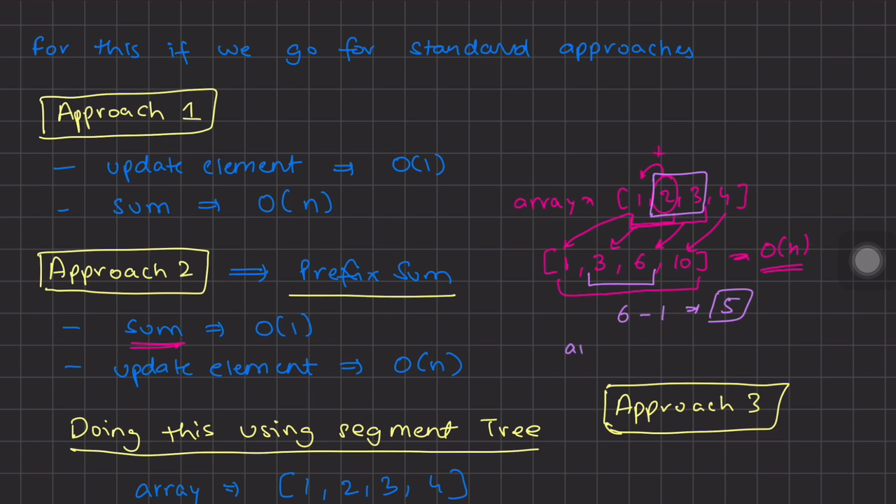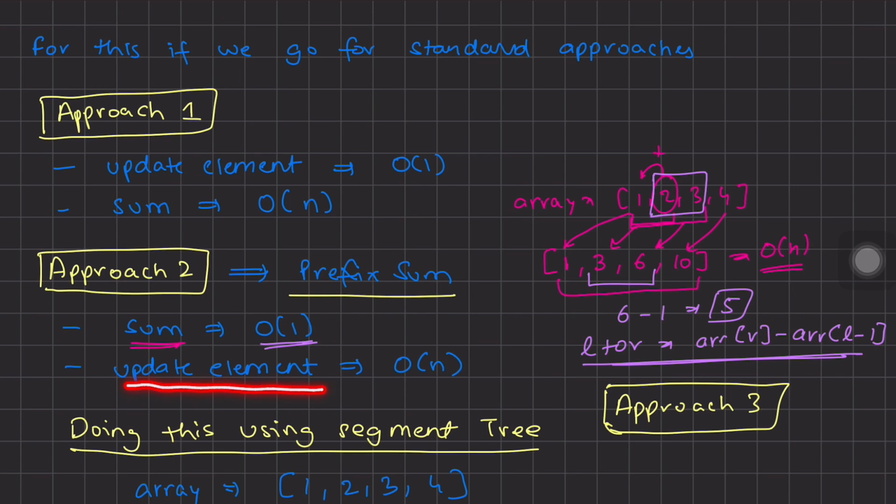So the formula is, suppose we want to take the sum from L to R, it would be array of R minus array of L minus 1. So using this, we can do a query in O of 1. But here also there is a problem. If we want to update an element, then we have to update something over here, and if we do this, we need to recompute our prefix array. So recomputing the prefix sum would take O of n time.